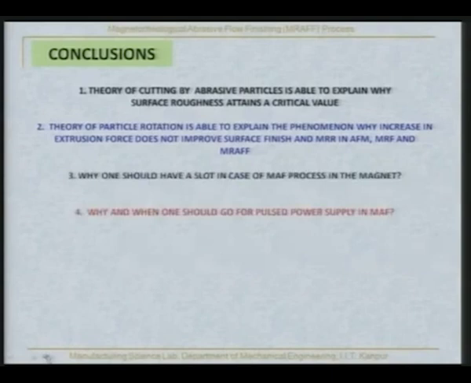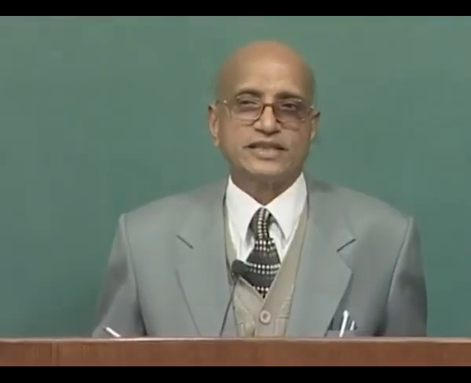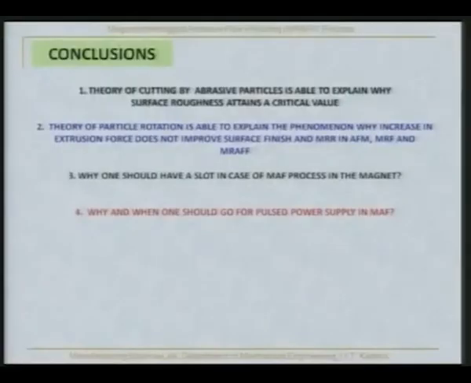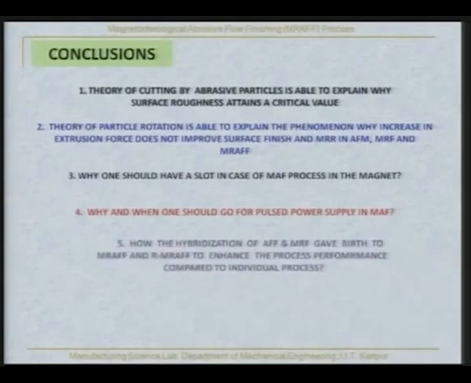Why one should have a slot in the magnet in the case of the magnetic abrasive finishing process, how many slots one should have, what are the advantages or disadvantages of having a slot, and why and when one should go for a pulsed power supply in magnetic abrasive finishing, that was also explained in detail, and how the hybridization of abrasive flow finishing and magnetorheological finishing gave birth to the MRAFF and RMRAFF processes to enhance the process performance compared to the individual processes, that is AFF and MRF, or to some extent you can say even MAF.